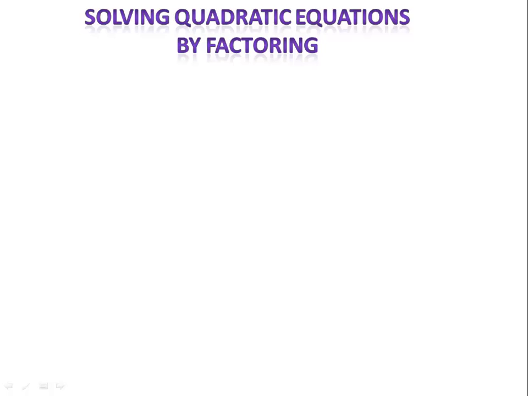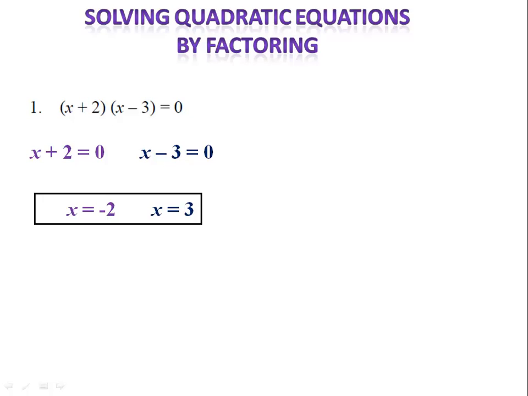Now, let's take a look at our first example. We have x plus 2 and x minus 3, and the product of those. We're simply going to look at each of the pieces, find out where they equal 0, and those will be the solutions to our equation. So x plus 2 equals 0, which means x equals negative 2 is a solution. x minus 3 equals 0, well, that means x equals 3.